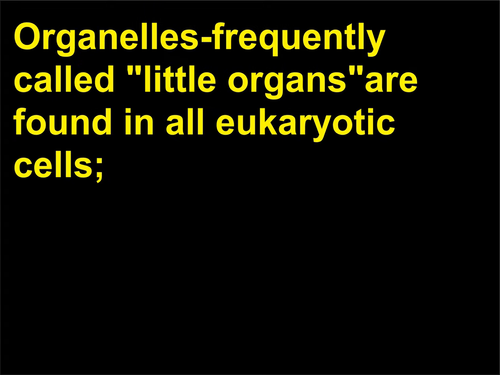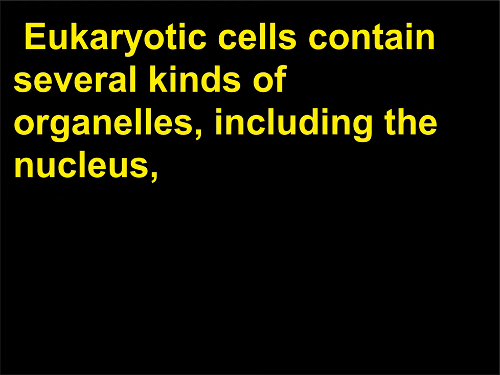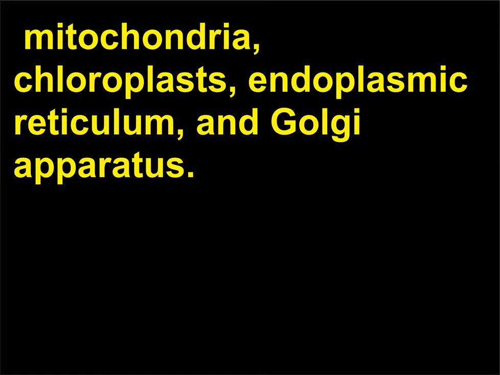Organelles, frequently called little organs, are found in all eukaryotic cells. They are specialized, membrane-bound, cellular structures that perform a specific function. Eukaryotic cells contain several kinds of organelles, including the nucleus, mitochondria, chloroplasts, endoplasmic reticulum, and Golgi apparatus.